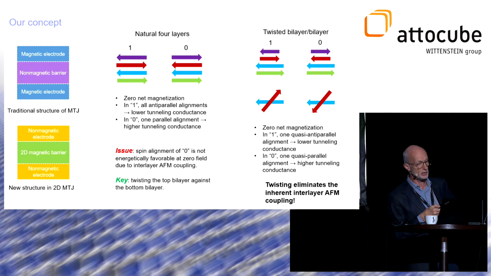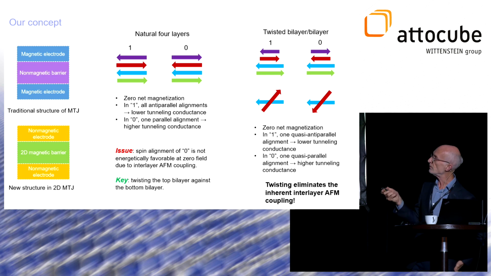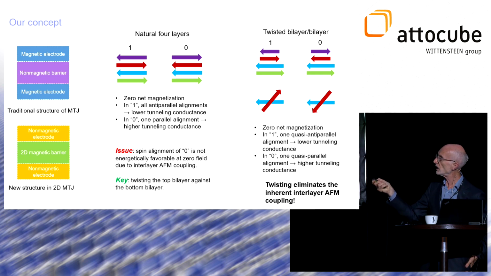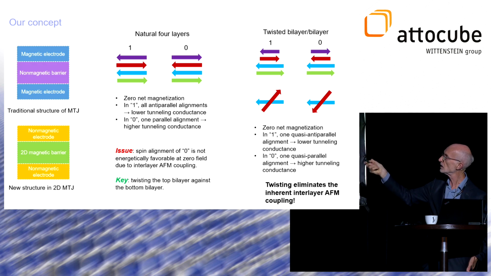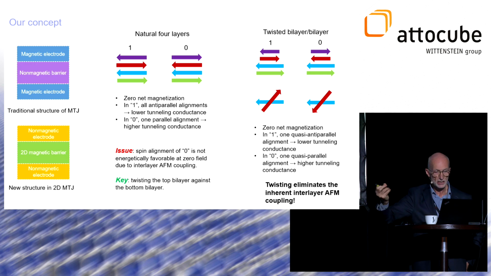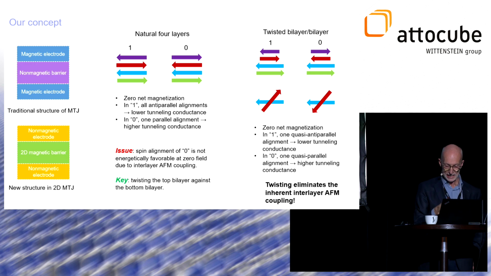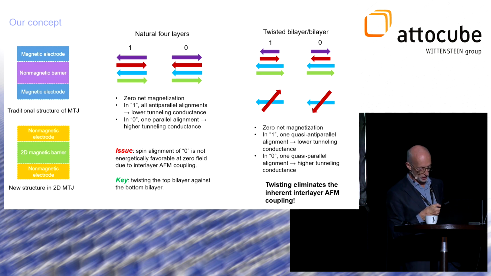So we want to look at a system in which we make a tunnel junction from two bilayers. Each bilayer is anti-ferromagnetically coupled, and we want to switch the magnetization of one bilayer shown here so that the two bilayers have their moments either anti-parallel or parallel. So we're going to switch one bilayer with respect to the other one. And how can we do this to create two states in zero field?